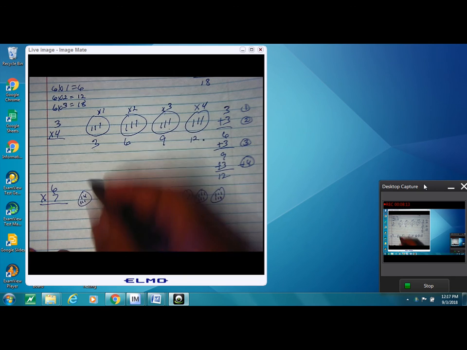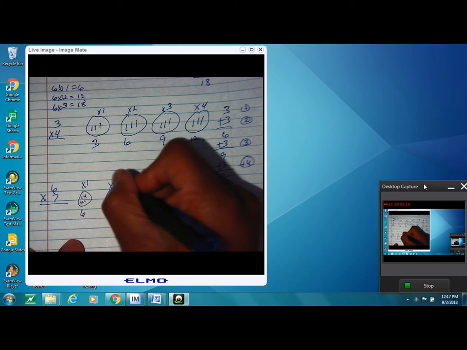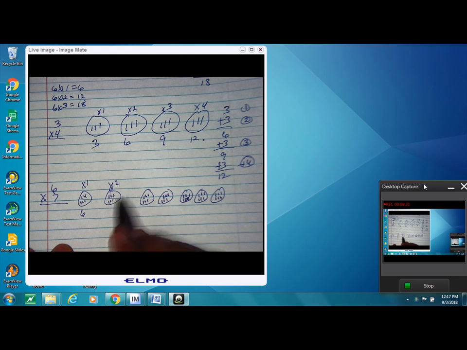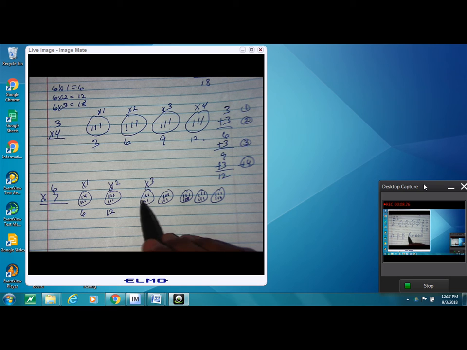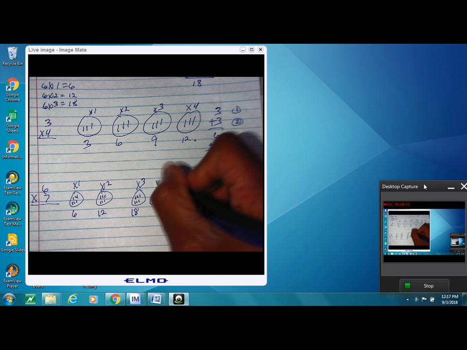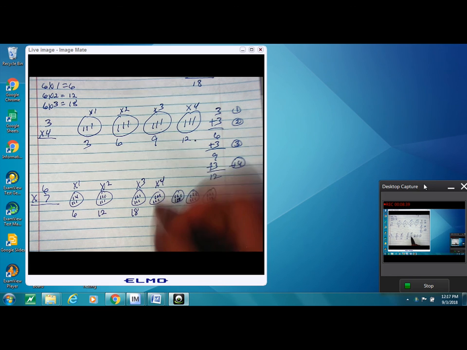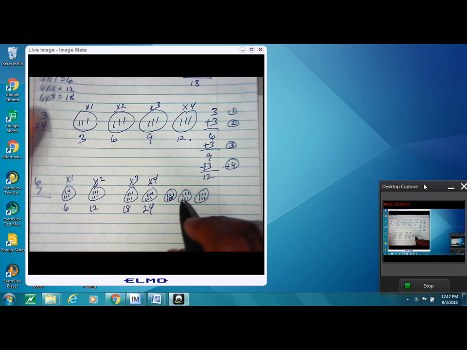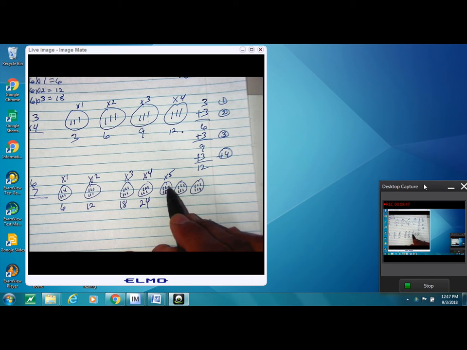So the first time we did it, times 1, there's 6. This is the second time, 7, 8, 9, 10, 11, 12. This is the third time, 13, 14, 15, 16, 17, 18. This is the fourth time, 19, 20, 21, 22, 23, 24. This is the fifth time coming up, 25, 26, 27, 28, 29, 30.